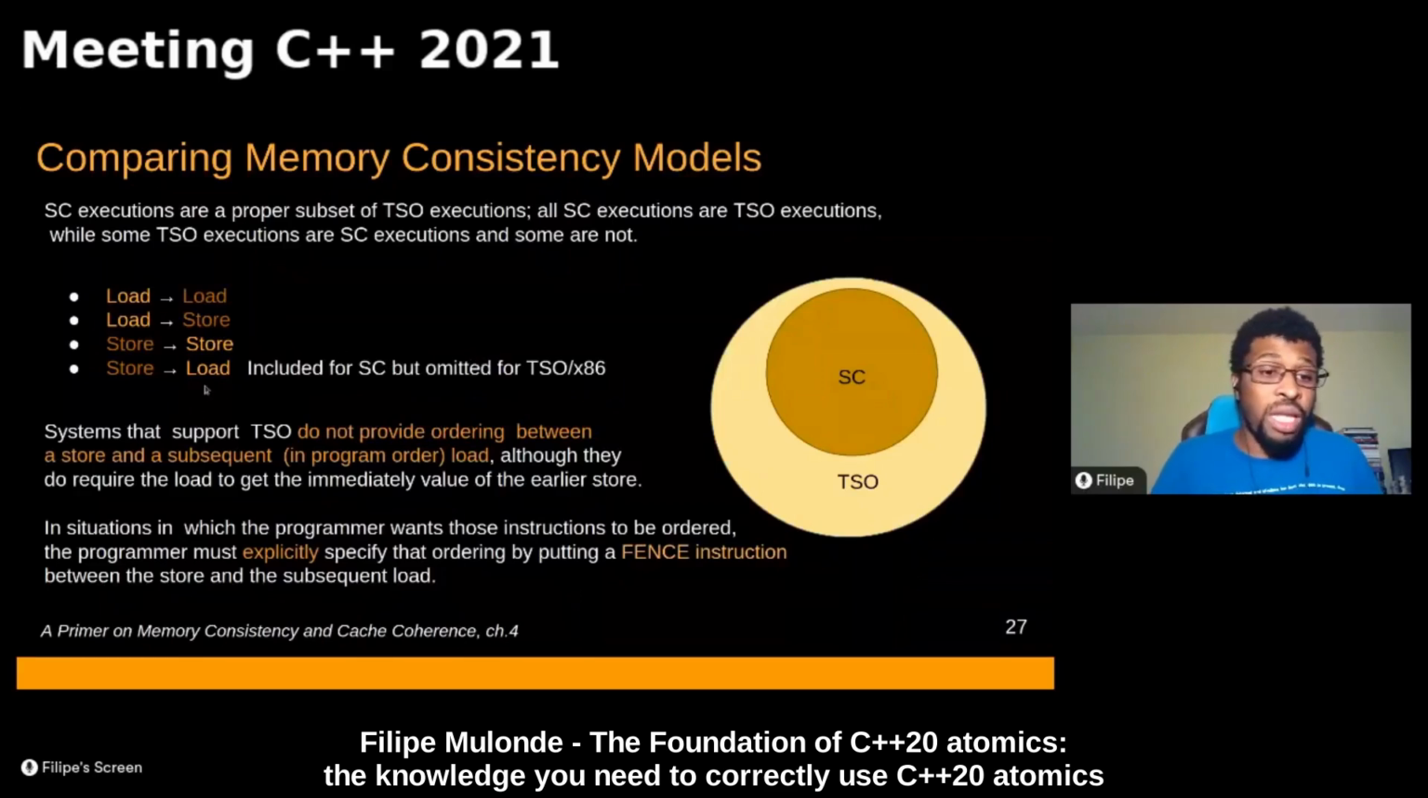In total store, a store can be reordered with a subsequent load in program order. So systems that support TSO do not provide ordering between a store and a subsequent load in program order, although they do require the load to get the immediate value of the earlier store. In situations in which the programmer wants those instructions to be ordered, the programmer must explicitly specify that ordering by putting a fence instruction between the store and the subsequent load.